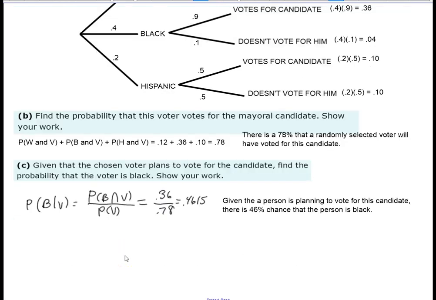We use the conditional probability formula. The probability of black, given that the person is a voter, is the probability of black and being a voter divided by the probability that he is a voter. So that would be black and voter, 0.36, over the 78% that were voters. So 0.36 divided by 0.78 is 0.46. Given that the person is planning to vote for this candidate, there is a 46% chance that the person is black.